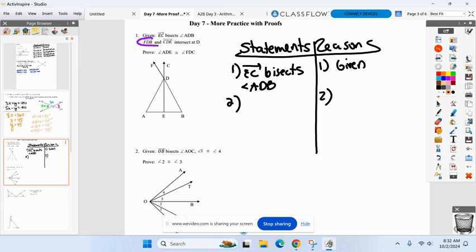Don't overlook it. I talked to you guys yesterday. Don't overlook that given: FDB and CD intersect at D. Do not overlook that given. It's telling you something, right? It's either vertical angles are going to be involved or some type of supplementary angles.